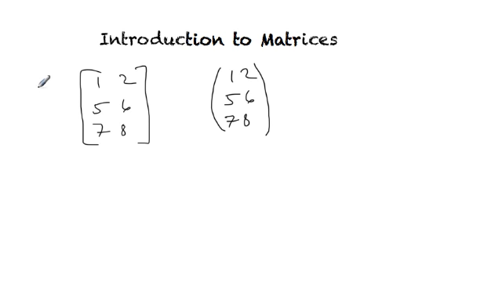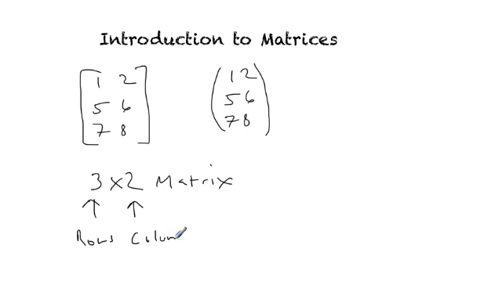So this matrix has 3 rows. That's pretty obvious, there's no confusion about that. It has 3 rows, and it has 2 columns. So we say that this is a 3 by 2 matrix. We don't say that it's a 2 by 3 matrix. We say only that it's a 3 by 2 matrix. The rows come first, and the columns come second.